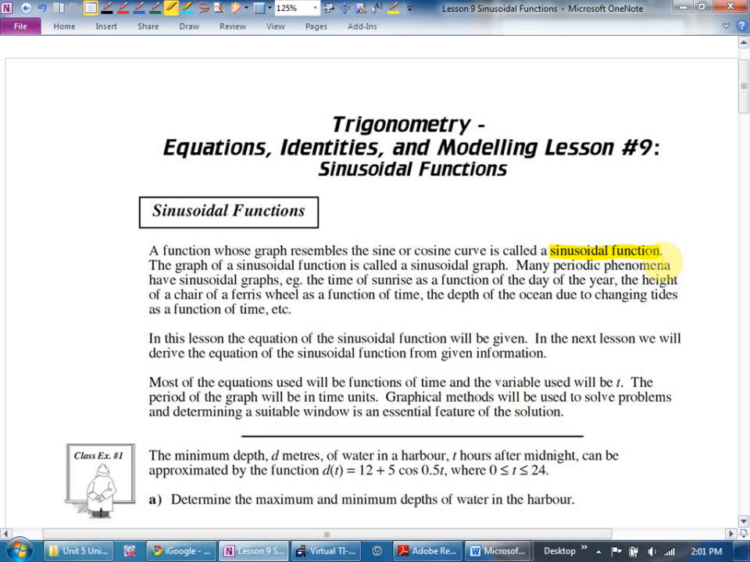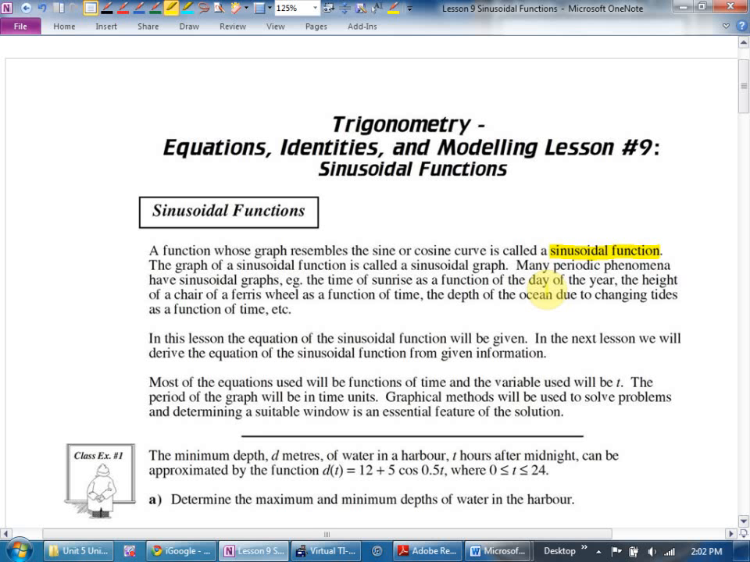The graph of a sinusoidal function is called a sinusoidal graph. Many periodic phenomena have sinusoidal graphs. Example, the time of sunrise as a function of the day of the year. What's the shortest day of the year? So December 21st would be down here. What's the longest day of the year? Days get longer, days get shorter. It's a trig function.